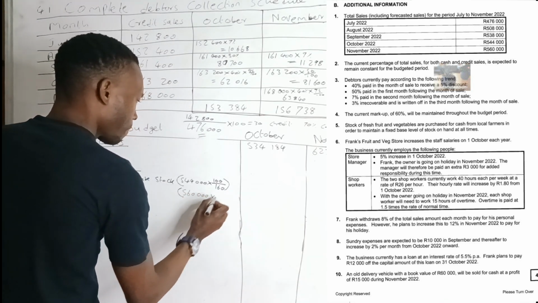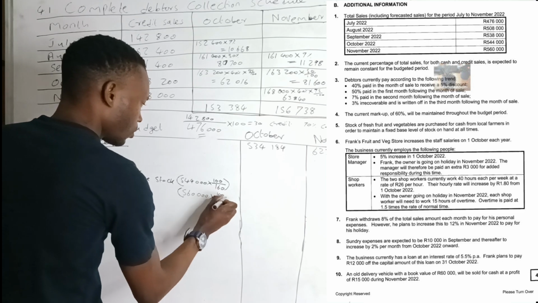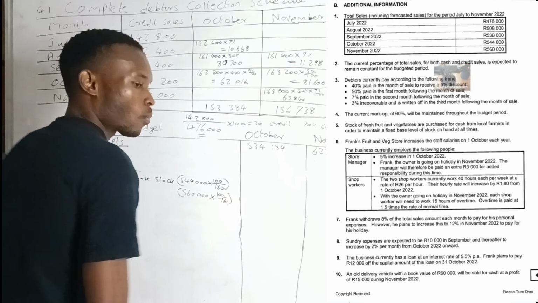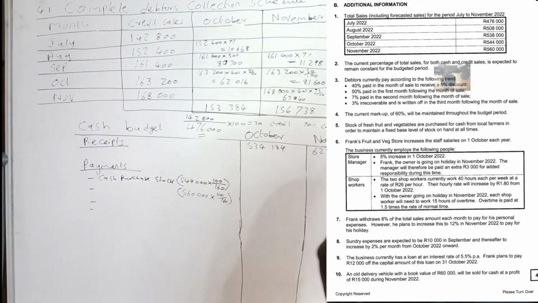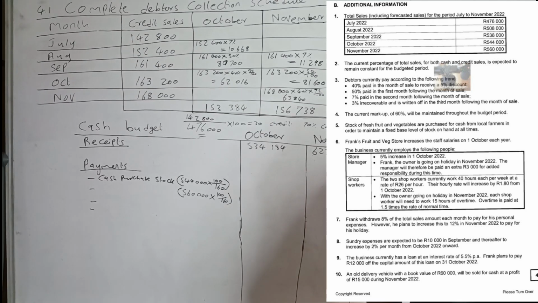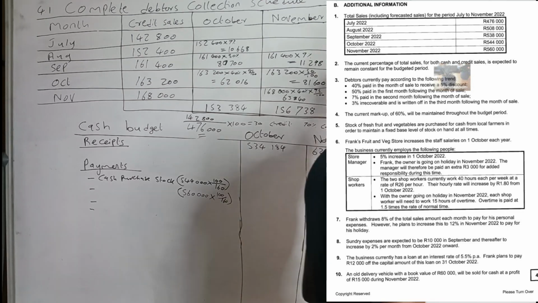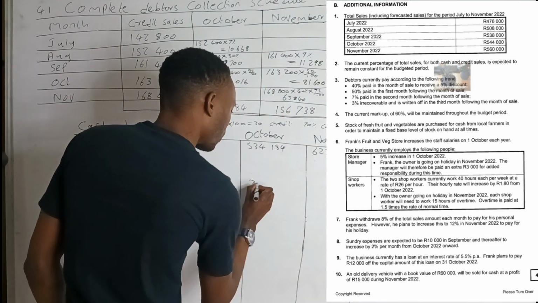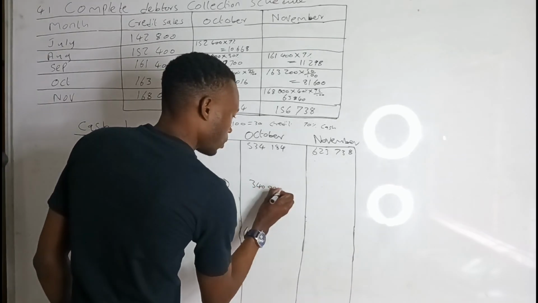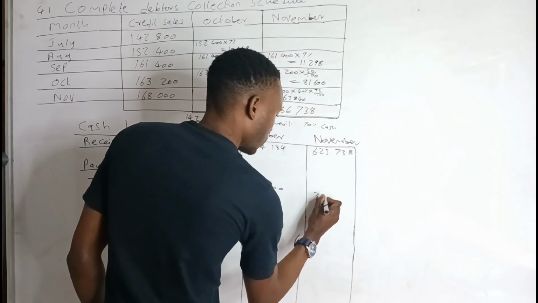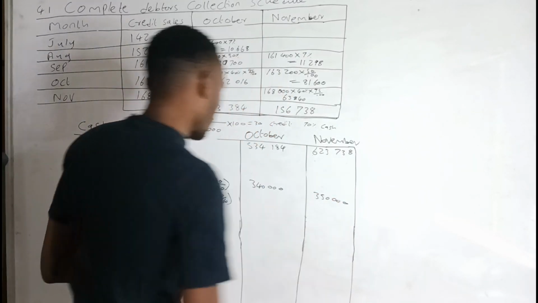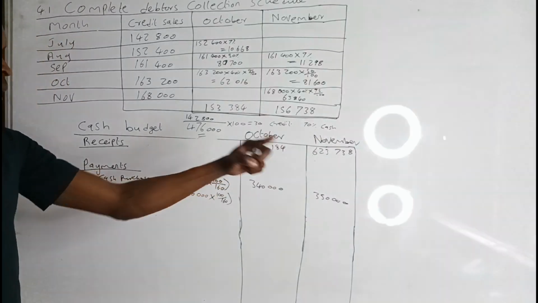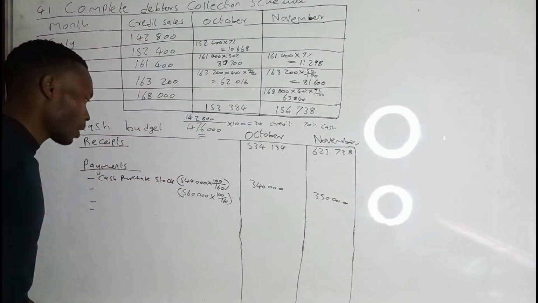Multiply by 100 over 160. Okay, and let's calculate this and see how much we are going to get. Okay, 340 for October, 340, and 350 for November. This is how you should show the calculation and write the answer on the other side.